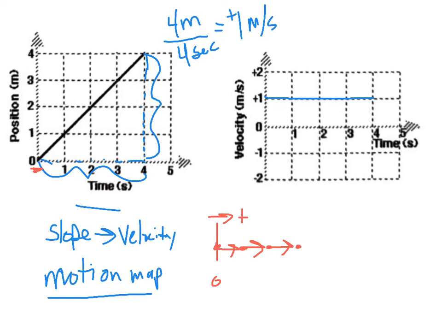Now, people in class were saying as many as you want. And I say, no, not as many as I want. I would say just 4 arrows. 1, 2, 3, 4 arrows, 4 seconds. That's what I would do. I would make the motion map match what the graph is showing.